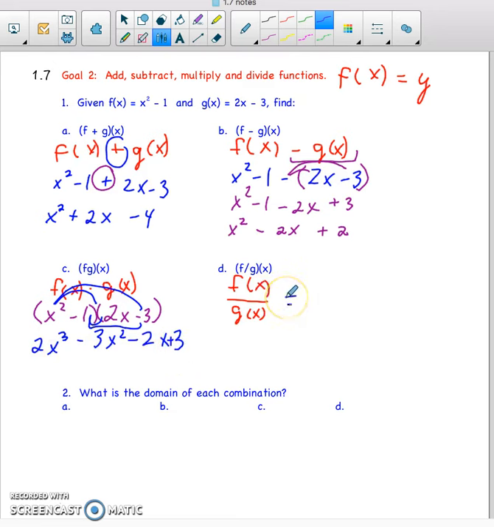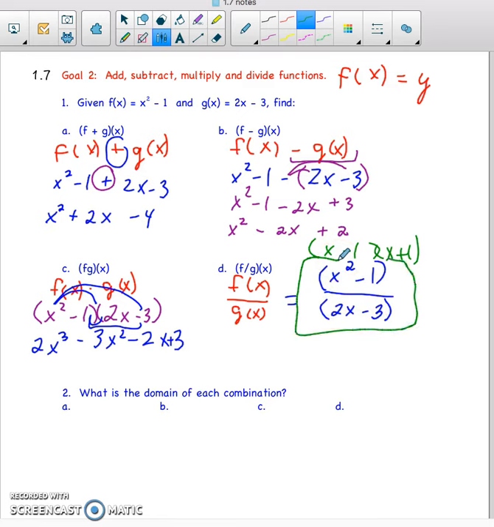Finally, with D, we will divide our f of x function, x squared minus 1, divided by 2x minus 3. x squared minus 1 and 2x minus 3 are not like factors. I could try to factor the numerator, and I'll do that real quick. Just note to myself, x minus 1 times x plus 1. There is not an x minus 1 factor in the denominator. There is not an x plus 1 factor in the denominator. So this function will not reduce any. So we've added, subtracted, multiplied, and divided a pair of functions.